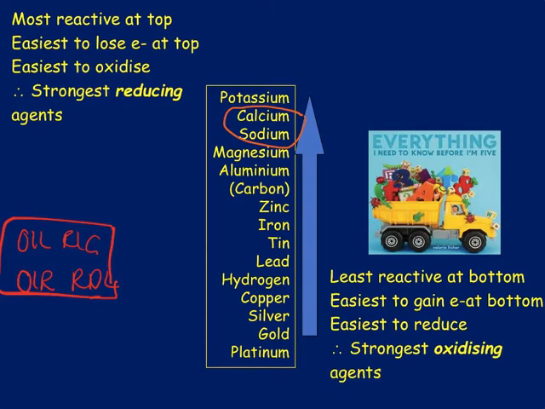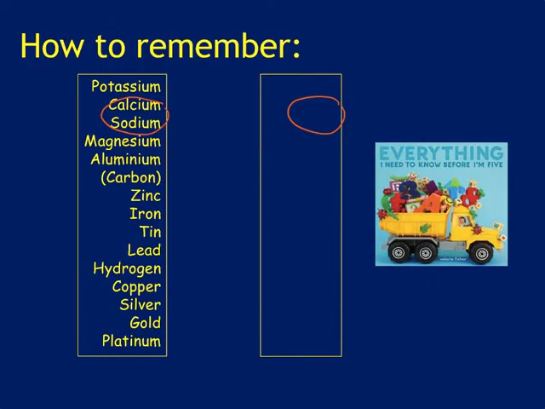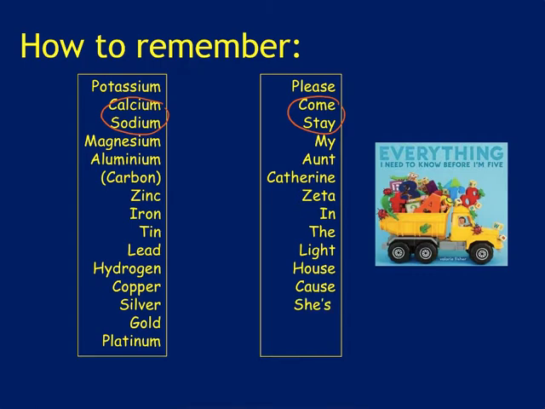Okay, so this is the stupid sentence: Please come stay my Aunt Catherine Zeta in the lighthouse because she's got piles.